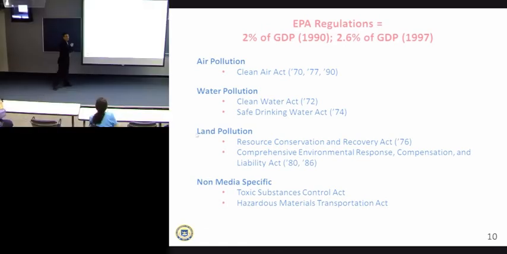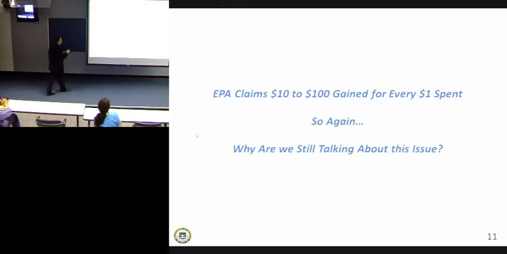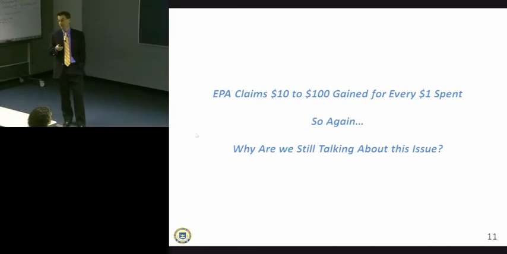associated with these and others, right, these are the big ones, something like 2% of GDP, so that's like $200 billion. Right, there's a lot of money involved with just maintaining or staying where we are with respect to environmental protection. And EPA claims that for every dollar we spend, there's like $10 to $100 of gain. So that's $2 trillion to $20 trillion of benefit. Right? And those are in like 1997 dollars.